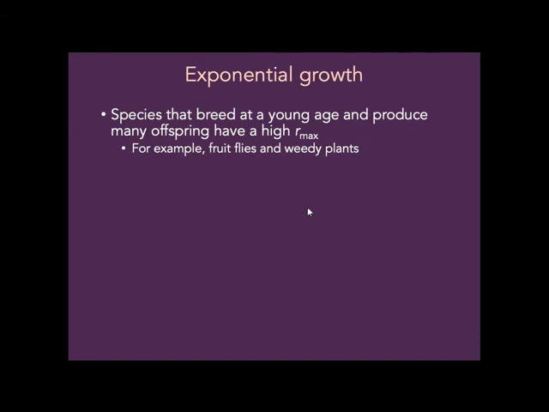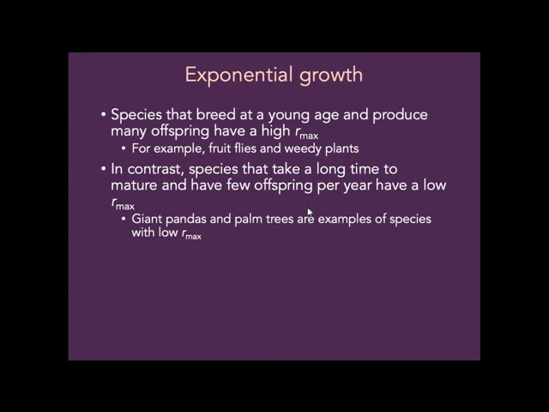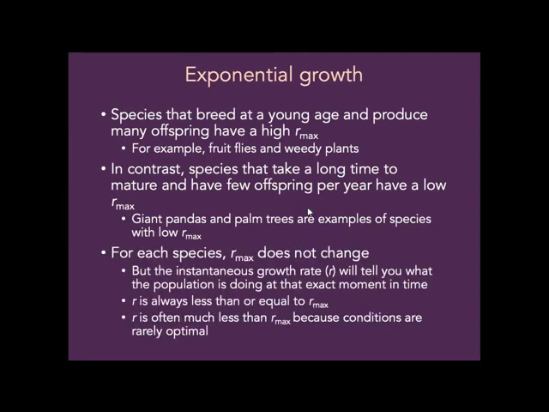All right, so I'm going to show you some examples of this. So you have some species that breed at a really young age and produce many, many offspring. So they have a very high r max. Okay. So like fruit flies and weedy plants, the population size can grow really, really fast. In contrast, you have some species that take a really long time to mature and they have very few offspring per year. So they have a very low r max, meaning the fastest they can increase in population size isn't very fast. So like giant pandas and palm trees have very low r max, right? Their best isn't very good, right? Their fastest growth rate is not very, very fast.